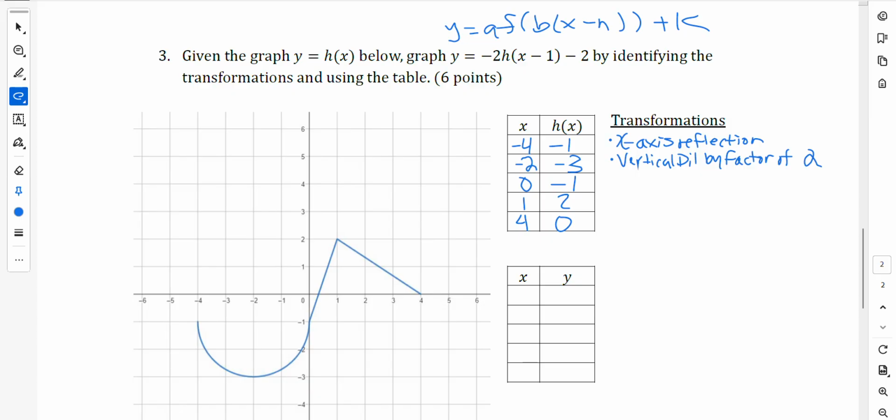Now, if people put on the quiz x-axis reflection and a vertical dilation by a factor of, or like, -2, I did not count that off. Because you knew that there was something separate there, right? You knew that with -2, there were 2 transformations, okay? Technically speaking, dilations are positive values, okay?